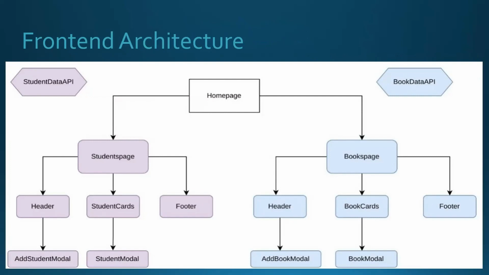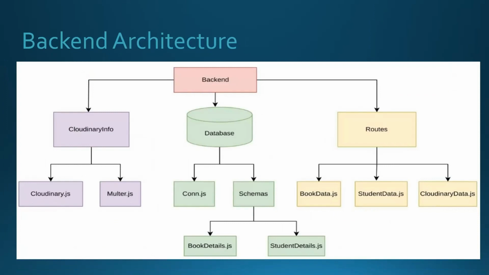The front end consists of 3 pages. The main page is the home page, and the other 2 sub-pages are the students page and the books page. Both the students page and the books page contain a header, carousel cards, which list out all the students or the books, and at last the footer. The header consists of a logo that also acts as a back button, a search bar, and an add button to add students or books. Now we shall take a look at the backend architecture.